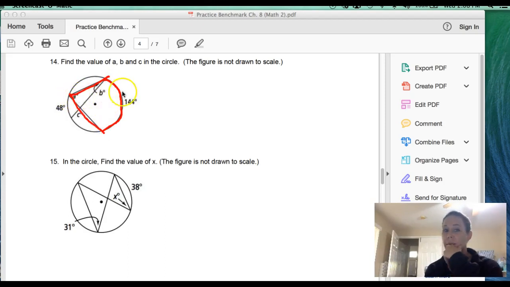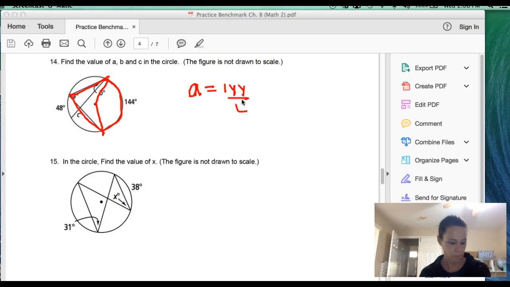We know inscribed angles, not central angles. Central angles are equal to the arc. So you can see this angle is wider than this angle. Central angles are equal to the arc. Inscribed angles are half the measure of the arc. So A will equal 144 divided by 2. A is going to be 72, all right?